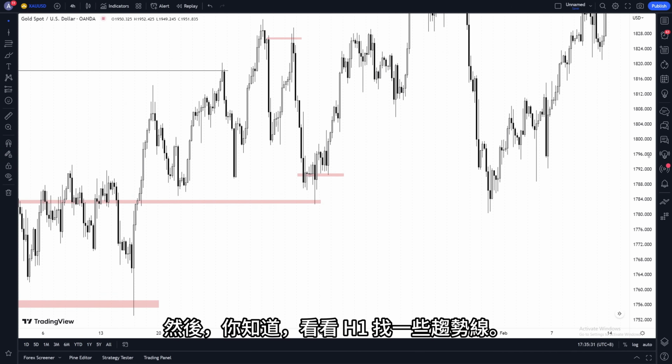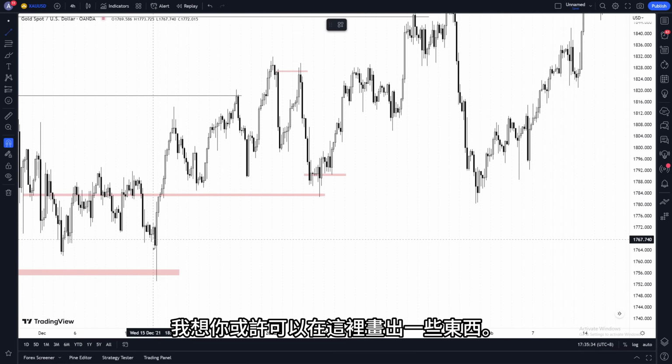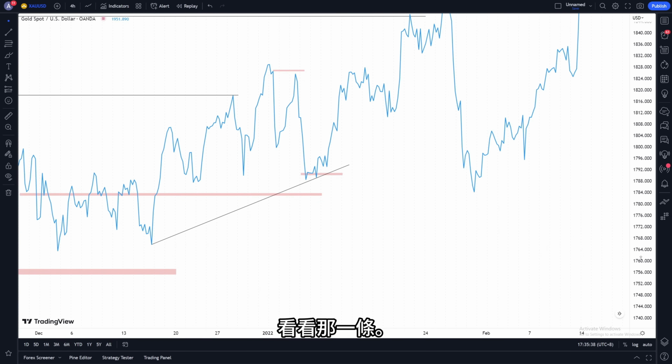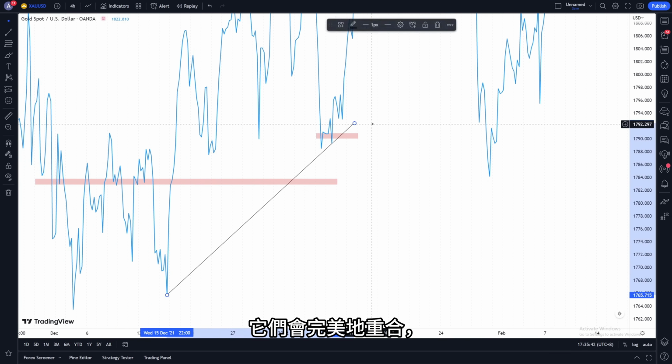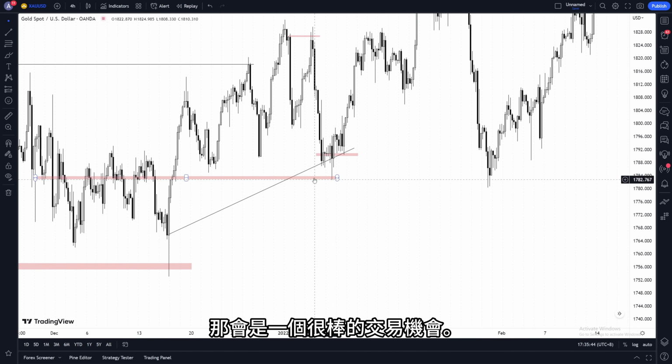And look at the H1s for some trend lines. I think you could maybe pull something off over here, perhaps. Yeah, absolutely. Look at that one. Once you get good with trend lines, you're going to see these everywhere. They're just going to coincide beautifully, and that's going to be a great trade for you to take.